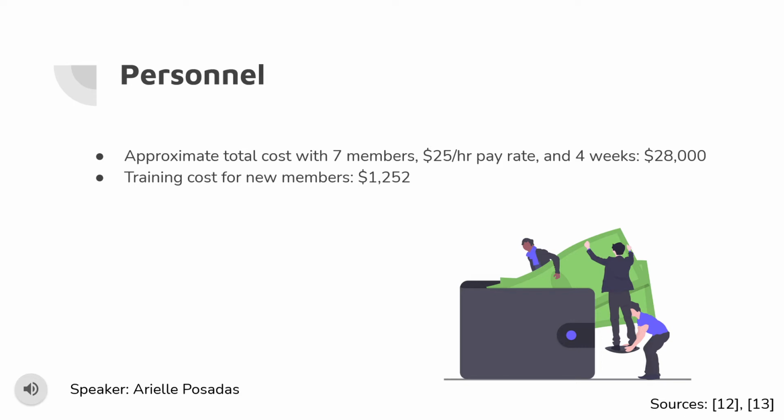The cost of personnel for this application will be approximately $28,000. We have 7 entry-level software engineers that will work on the code. These engineers will get paid the average entry-level software engineer rate, which is $25 an hour. The team will work 40 hours a week, and after multiplying 40 hours and $25, each person gets paid $1,000 per week. The project will take 4 weeks to complete, so we calculate $1,000 times 7 people times 4 weeks to get $28,000. Also, when new members are added to the team, the training cost will be around the average employee training cost, which is $1,252.